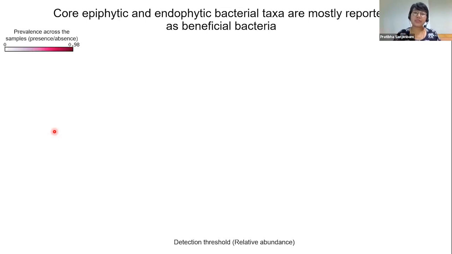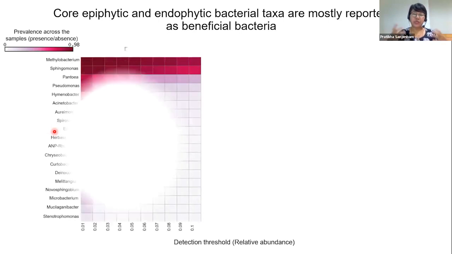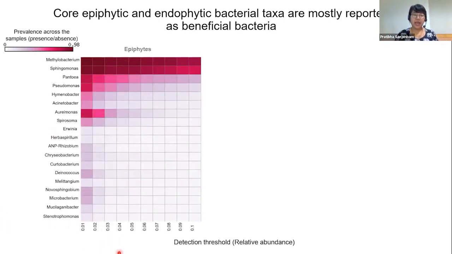So I then asked, given all these samples, what are the core consistent members which are present in the epiphytic group as well as the endophytic group? So here on the x-axis, I have the relative abundance data, given a detection threshold from 1% to 10%. And on the y-axis, we have each taxa which is present across these relative abundances, and the prevalence is calculated by presence absence, which is shown in the color code over here.